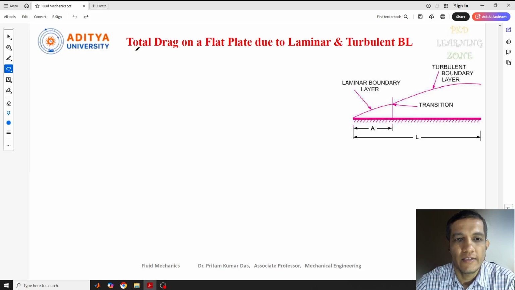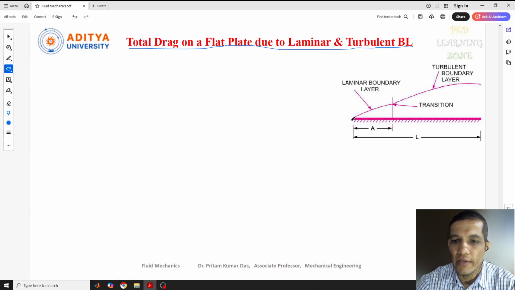In this lecture, we'll discuss the concept of total drag force on a flat plate due to laminar and turbulent boundary layer. For the laminar boundary layer, we have already discussed the drag force, but for turbulent we need to discuss in detail. So to discuss the total drag force exactly for the turbulent boundary layer, we need to consider the laminar boundary layer also.